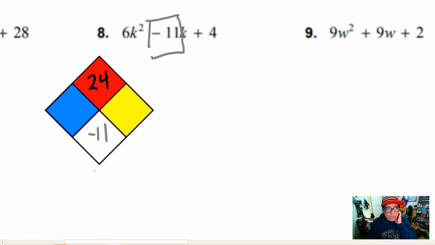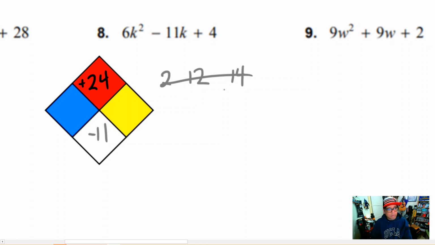So now we've got to figure out two numbers that are going to multiply to make 24, and you saw that that was plus, right? So they need to add to make 11. Multiply to make 24, add to make 11. Okay, 1 times 24 adds to make 25, so that's wrong. 2 times 12 multiplies to make 24, but they add to make 14, so this is wrong. 3 times 8 multiplies to make 24, and it adds to make 11, so bingo, 3 and 8 go in blue and yellow.